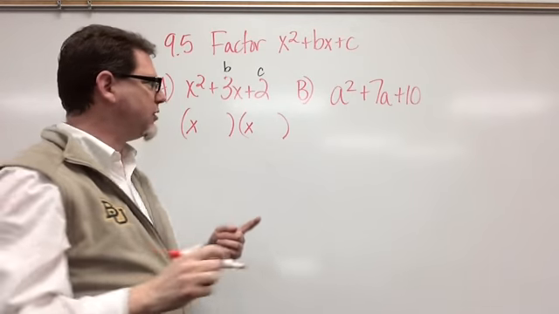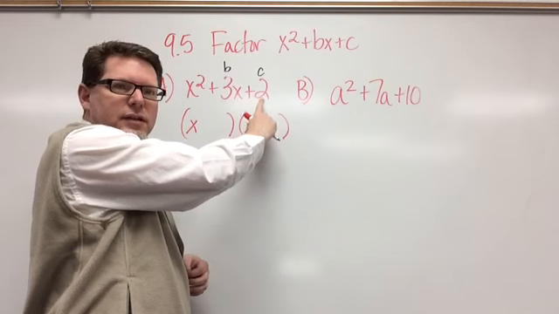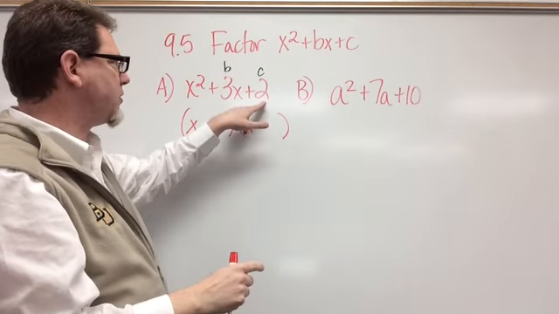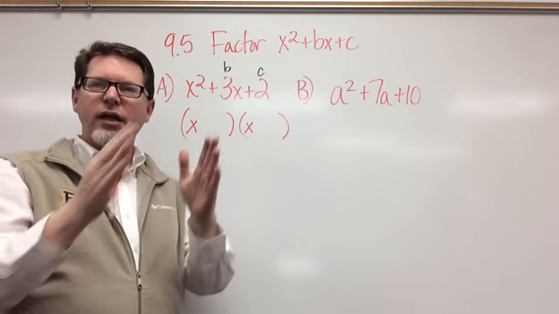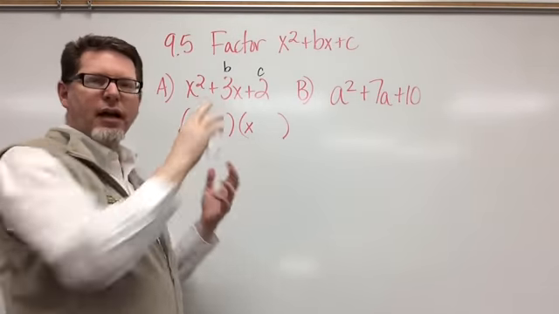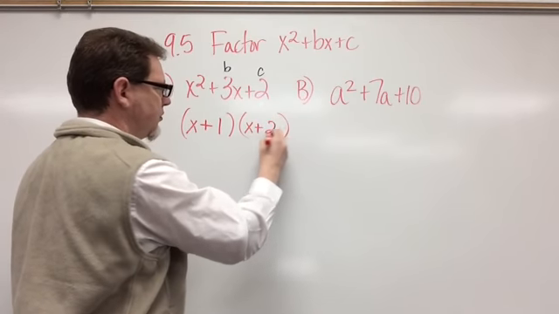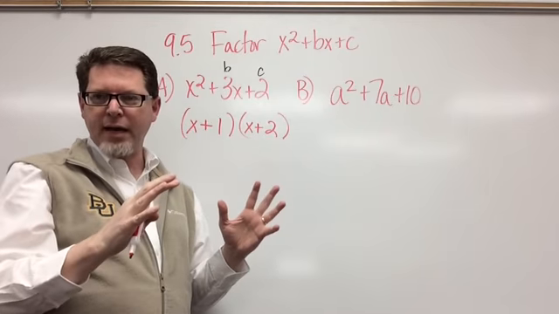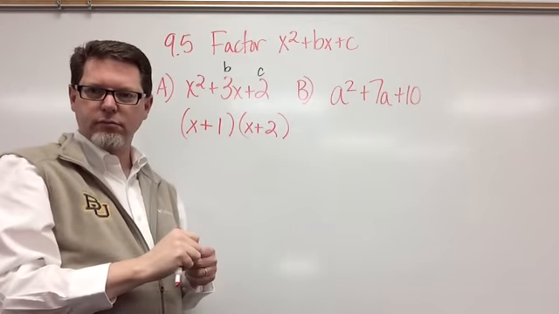And now what I have to do is figure out, I need two factors of c that add up to b. So what are the factors of 2? That would be 1 and 2. Those are the only choices. Now do 1 and 2 add up to 3? Absolutely. So it would be plus 1 and plus 2. Now it doesn't matter if you put plus 2 first and then plus 1. The order doesn't matter as long as you have x plus 1 times x plus 2.